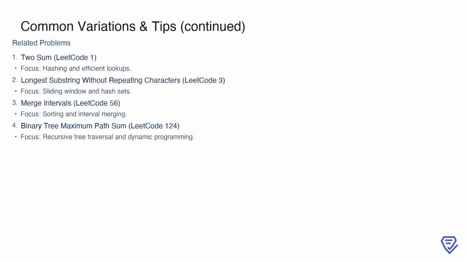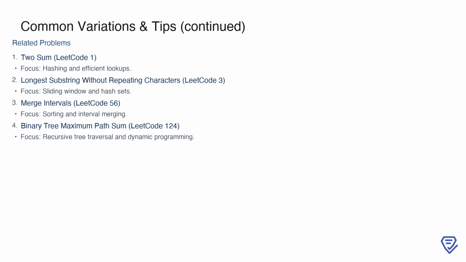To solidify your understanding and practice effectively, it helps to explore related problems. For instance, Two Sum, which is LeetCode problem 1, focuses on hashing and efficient lookups, making it a great exercise for mastering hash maps. The longest substring without repeating characters, LeetCode problem 3, centers on the sliding window technique and hash sets, which are essential for problems involving substring or subarray analysis.